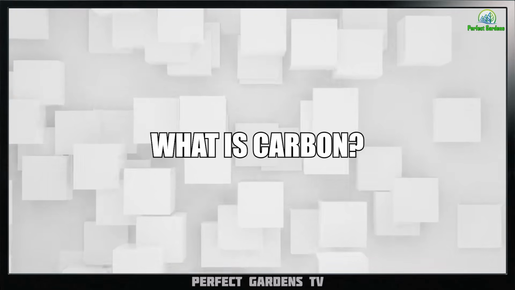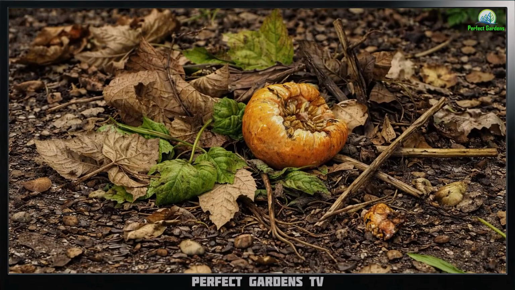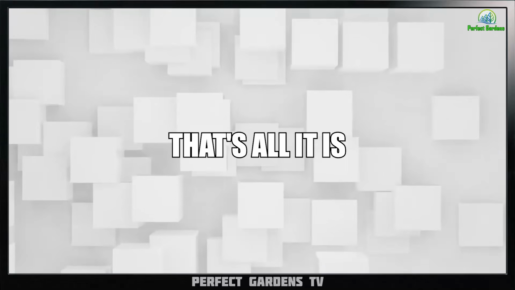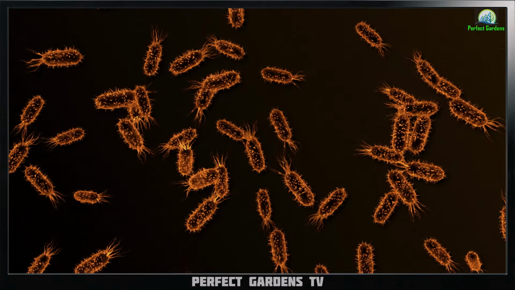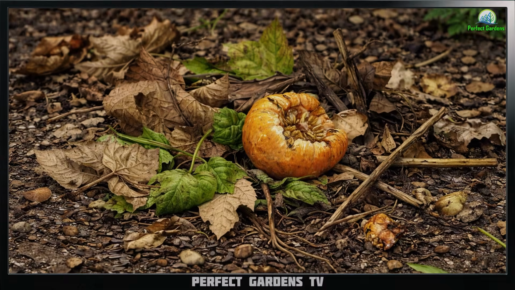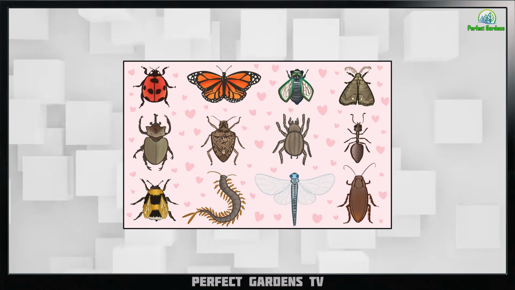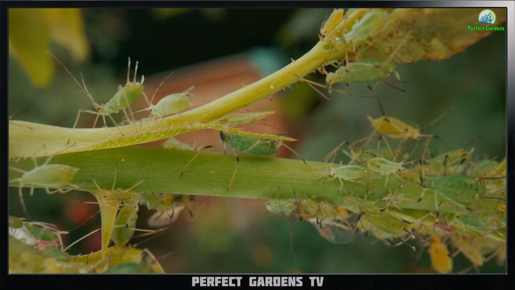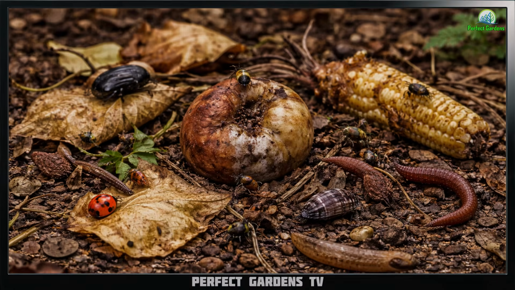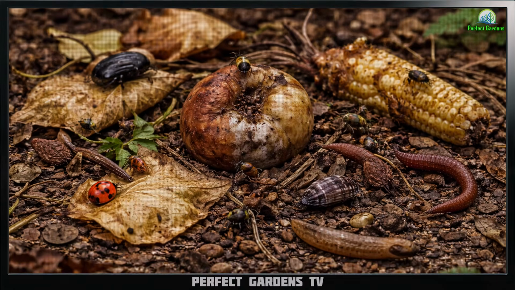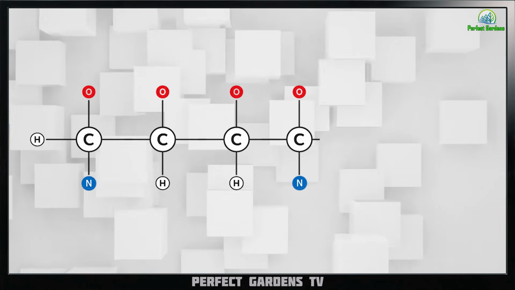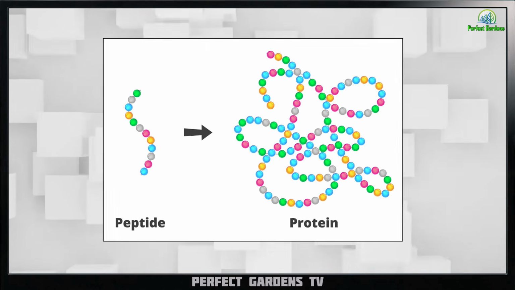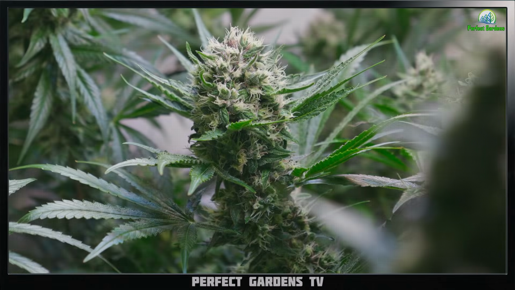So what is carbon? Well, carbon is broken down plant tissue, plant structure. That's all it is. Carbon is the leaves that were broken down, right? It's bacteria. It's anything that's organic in nature, right? Fats, plant tissue, stems, bugs, anything that was living at one point is organic, and that's carbon. And then from there, when it breaks down, it's able to reform back through helping to bind to other carbons that, once again, go back to peptides, proteins, stems, flowers, roots, right?